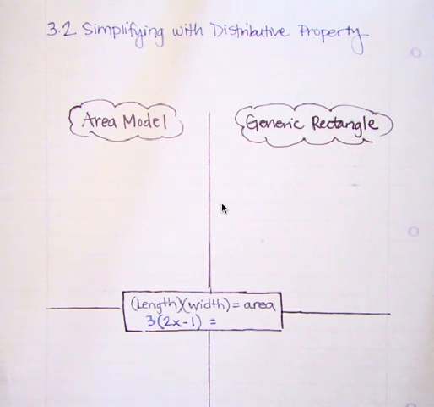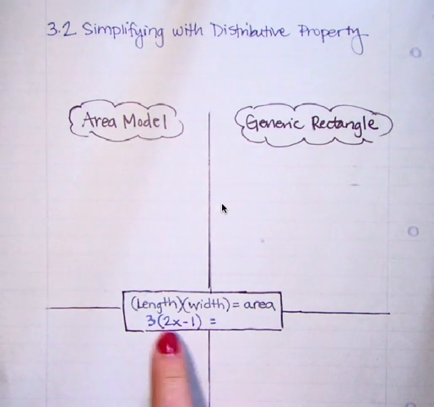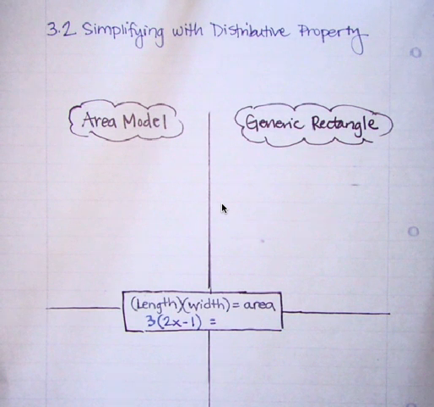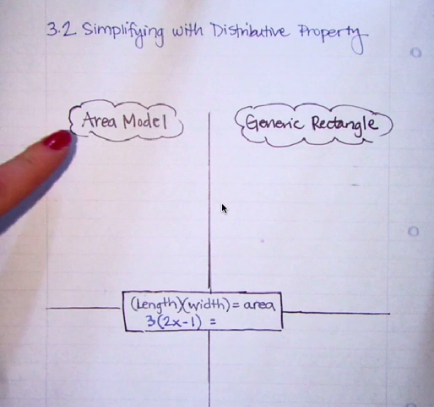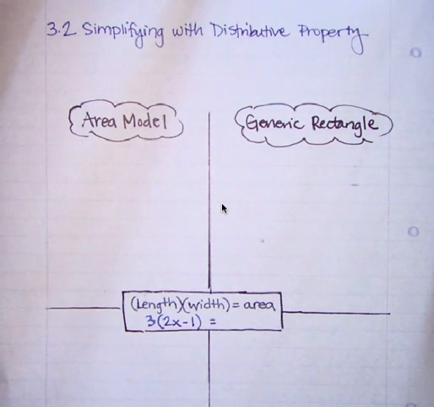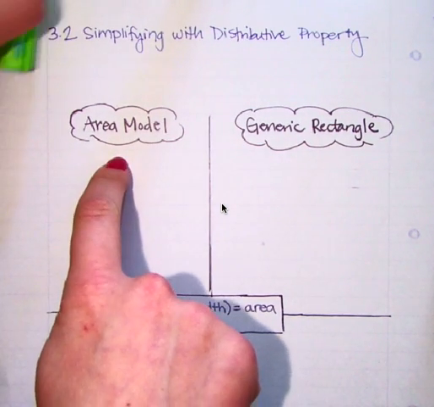Before we begin, let's talk about the problem that we're going to focus on today, and it is 3 times the quantity of 2x minus 1. Now what you need to know about the distributive property is that it really is just focusing on finding area. So the first method we're going to show is the area model. We are going to be multiplying the length 3 times the quantity 2x minus 1 using our algebra tiles.